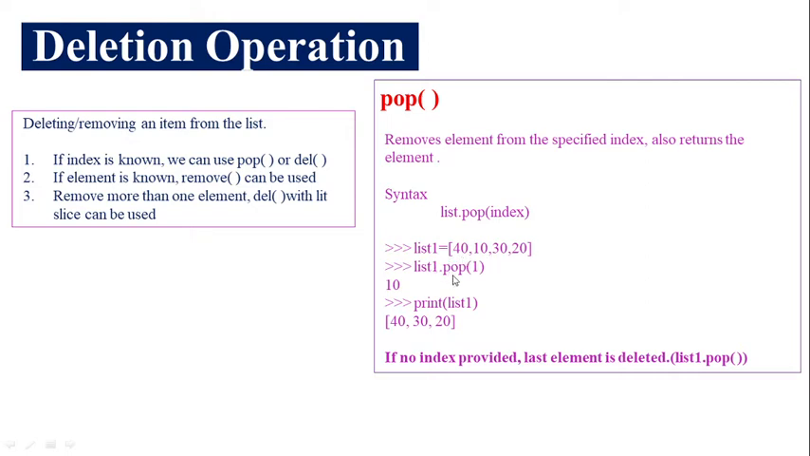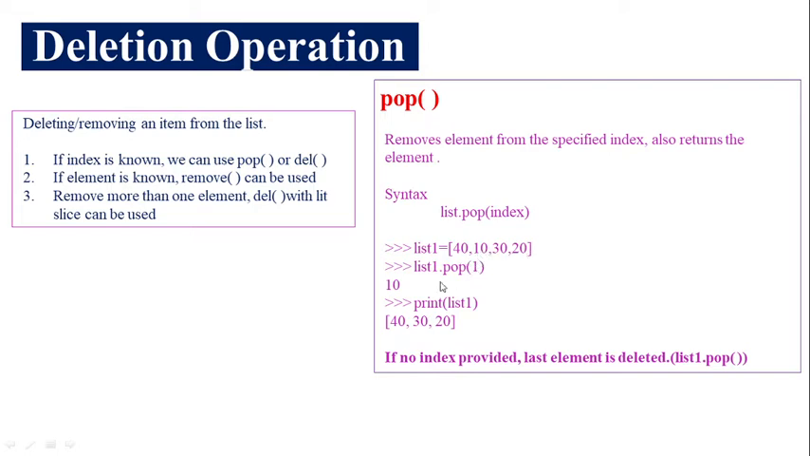Then we are calling the function pop, passing the index 1 for list1 using the dot operator. So that's the complete explanation of the statement list1.pop(1): we are calling the function pop by passing the index 1 for list1 using the dot operator. At index 1 we have the element 10, right? 0, 1, 2, 3.